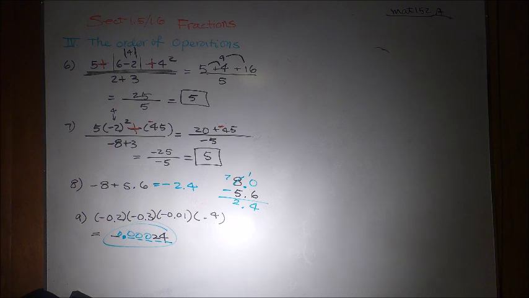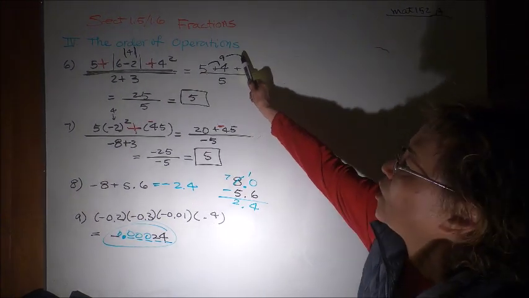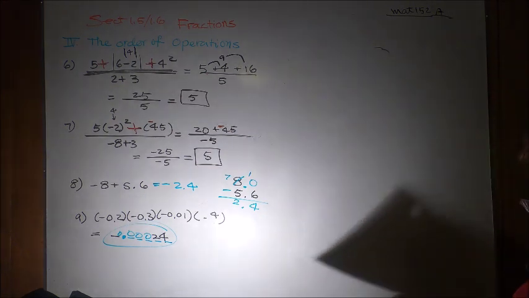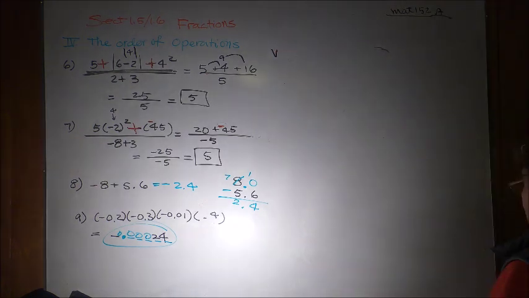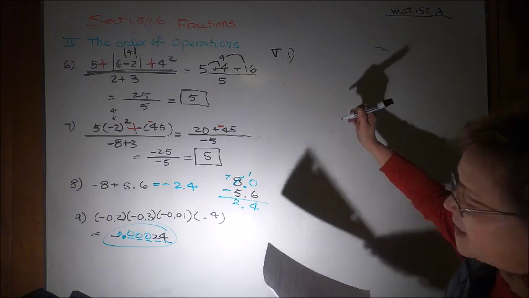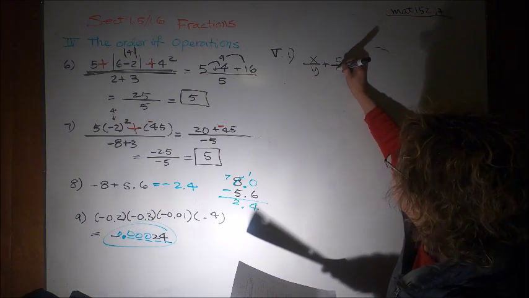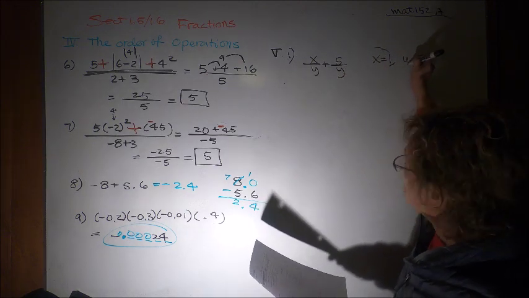So what have we been doing? We were doing the order of operations. You follow the order, right? So let's see the next one. We have some variables now. Evaluate x over y plus 1, if x is 1 and y is 4.